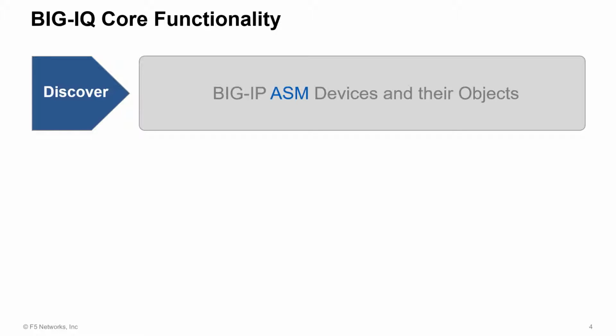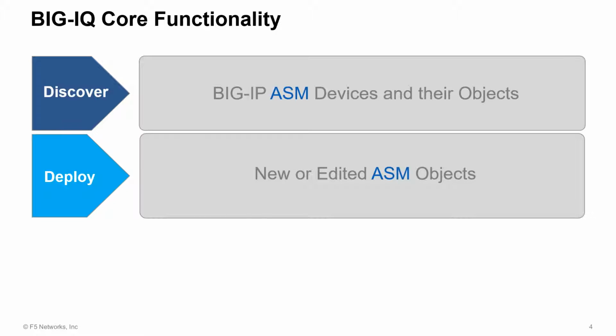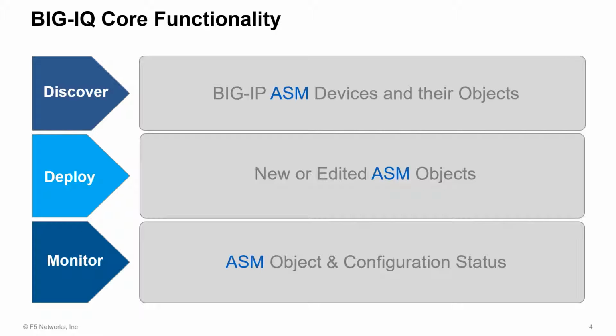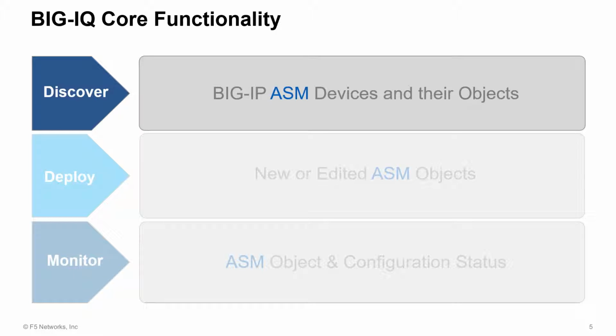As it relates to ASM, we can break BIG-IQ functionality into three areas. Discover BIG-IP ASM devices and display the ASM-related objects that are found. Edit the discovered ASM objects or create new ones and deploy them. Monitor the discovered ASM devices and report on or display the state of their objects and various functionality. Let's look at discovery.